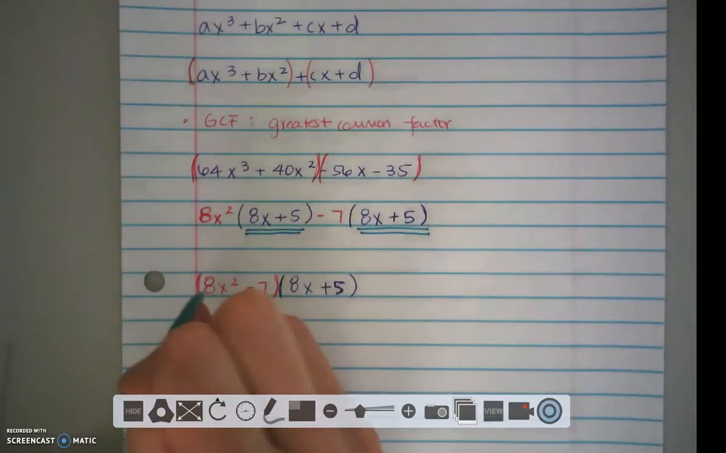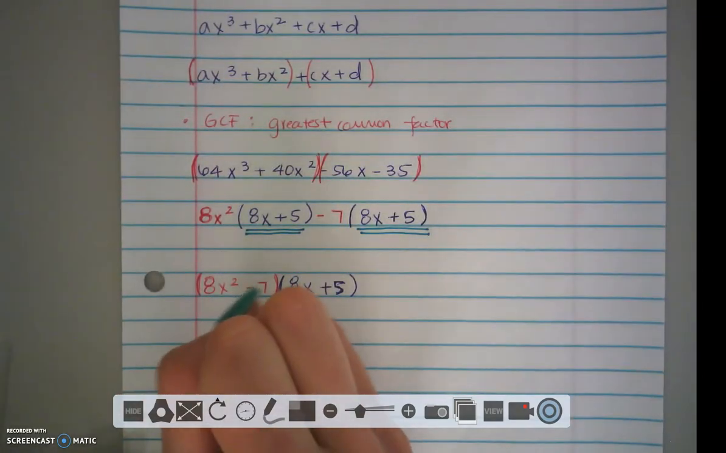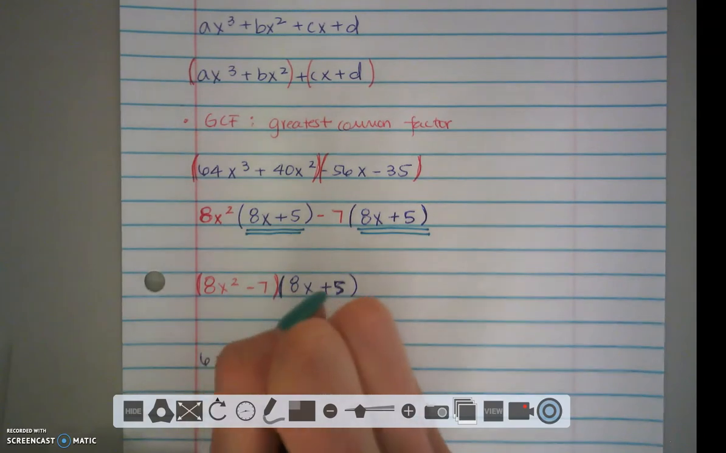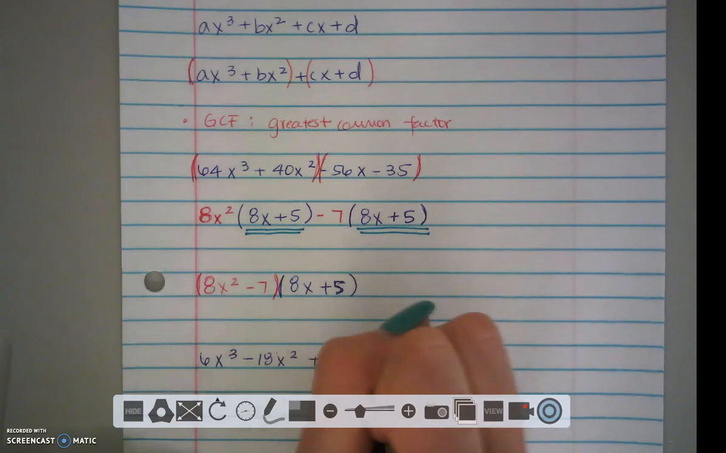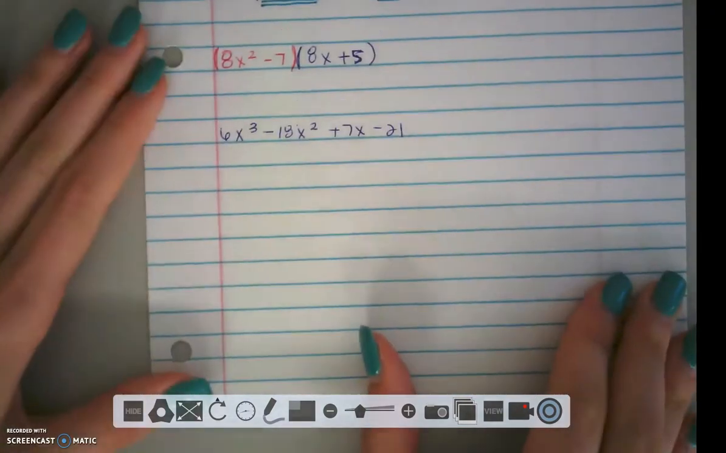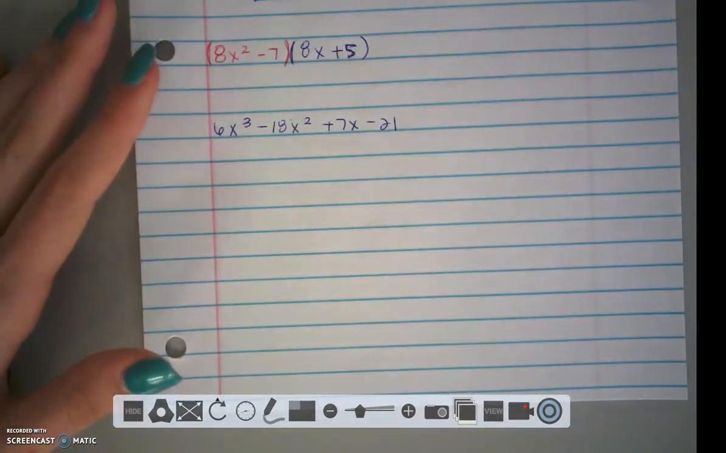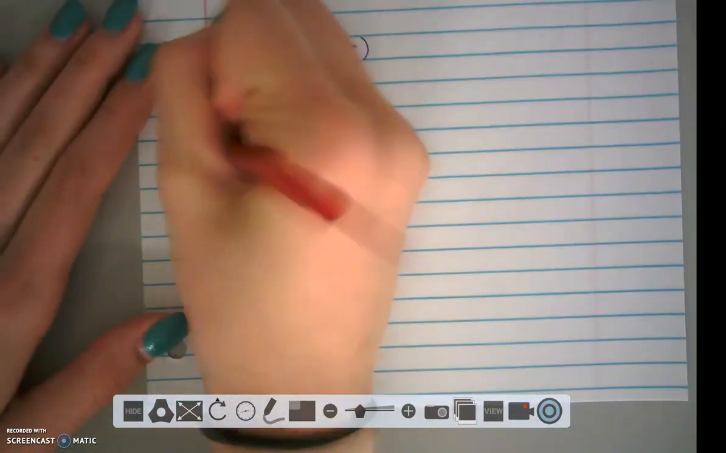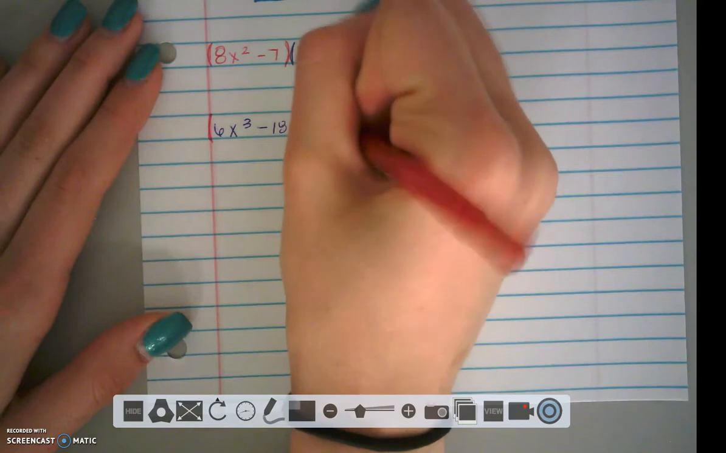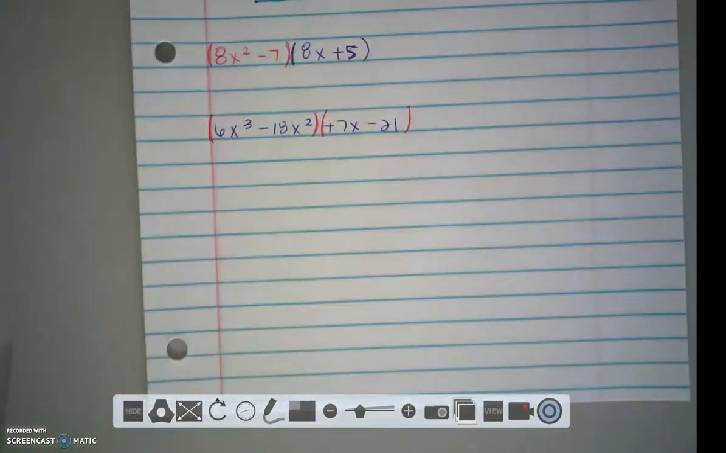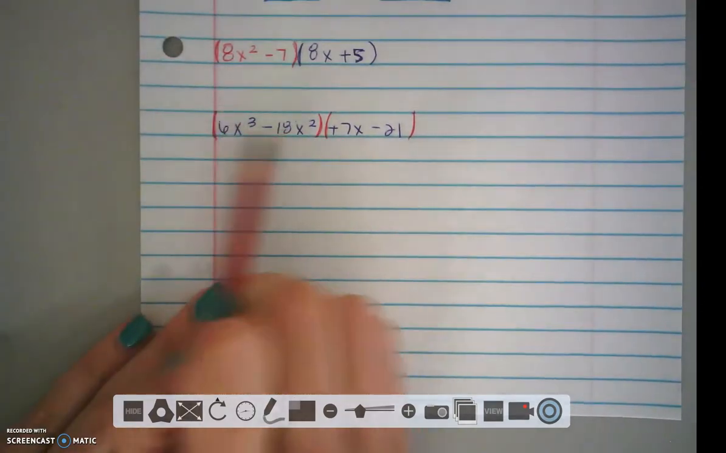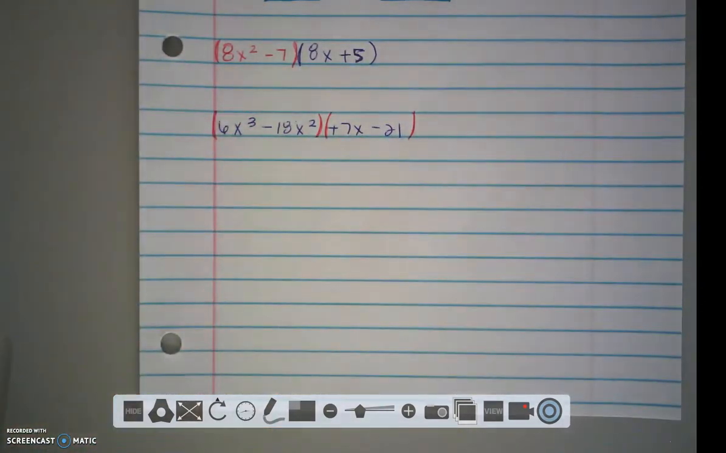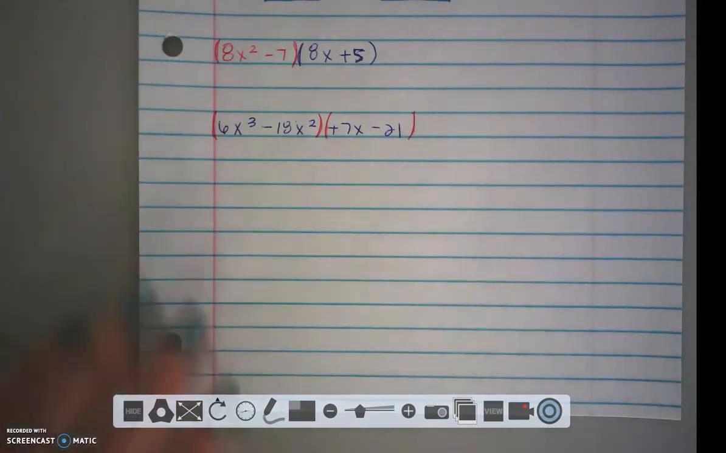Let's try 6x cubed minus 18x squared plus 7x minus 21. This is a cubic function, so we will factor by grouping. I'm going to group the first 2 and the last 2 together. Now let's ask ourselves, what is the greatest common factor between 6 and 18? Should be 6.